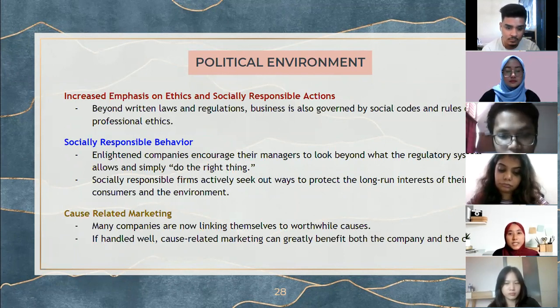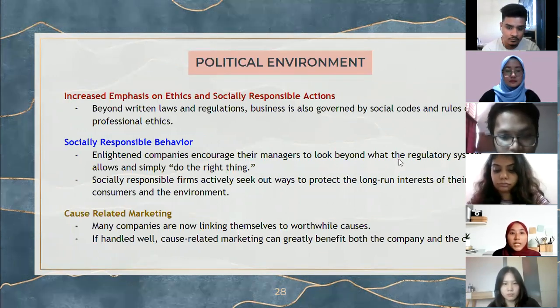Lastly, cause-related marketing lets companies exercise their social responsibility and build a more positive image. Many companies are now linking themselves to worthwhile causes. If handled well, cause-related marketing can greatly benefit both the company and the cause. If not, cause-related marketing still has some controversy.